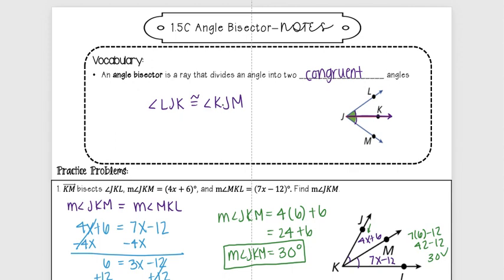So we know that those are congruent to each other, but another important thing to remember is that the measure of angle LJM is going to equal twice the measure of angle LJK, which is equal to twice the measure of angle KJM. So whenever you're asked to find that larger angle, it's always just going to be twice of either of these smaller angles.